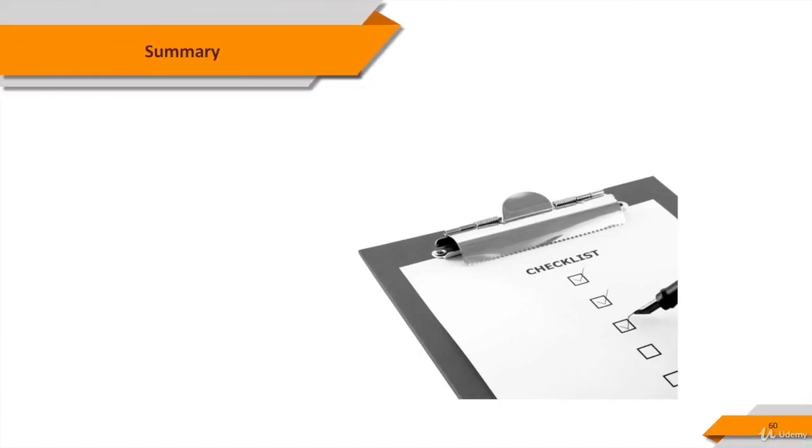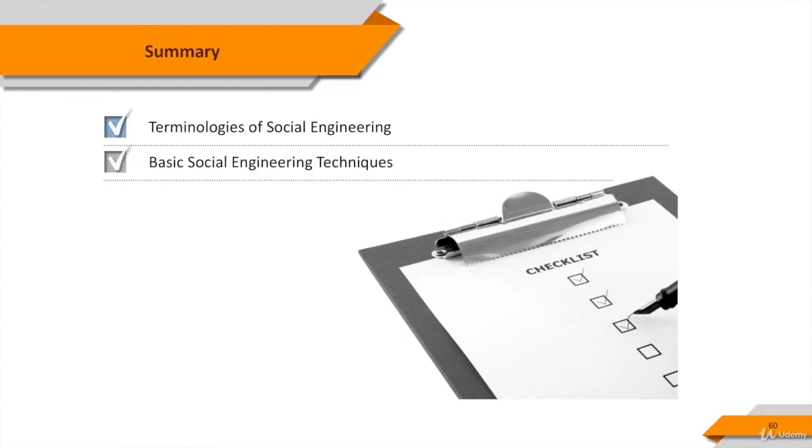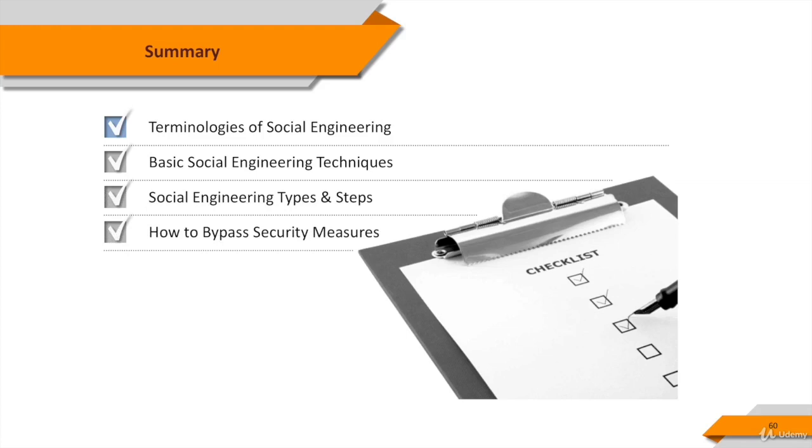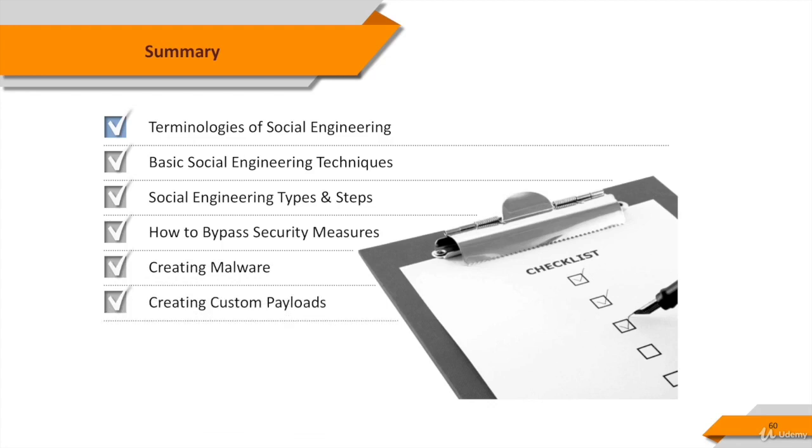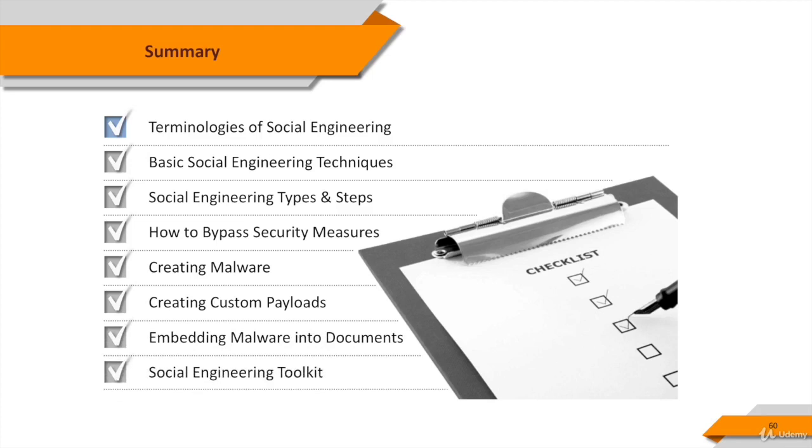In this course, you learned the terminologies and definitions of social engineering, basic social engineering techniques, social engineering types and the steps of social engineering tests, how to bypass security measures, how to create malware, how to create custom payloads to use inside the malware, how to embed the malicious code into documents, the Social Engineering Toolkit, and social engineering via phone, also known as vishing.